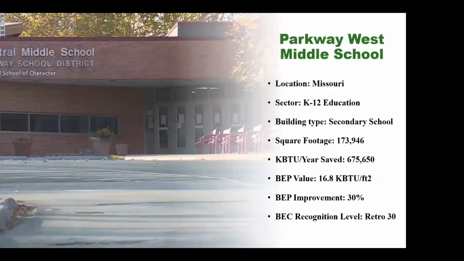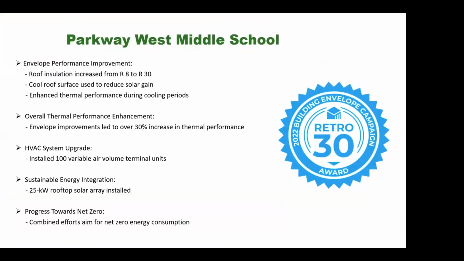The third school building in the Parkway School District was the Parkway West Middle School, and this is also a 1-story building, and this earned a Retro 30 certification for 30% energy performance improvement. Parkway West Middle School improved its roof energy performance from R8 to R30. They also used a cool roof surface to reduce solar gain, leading to additional improvements in thermal performance during the cooling periods.